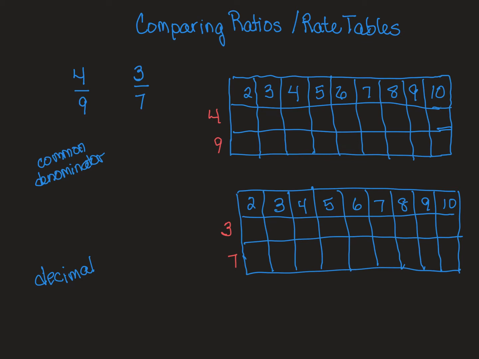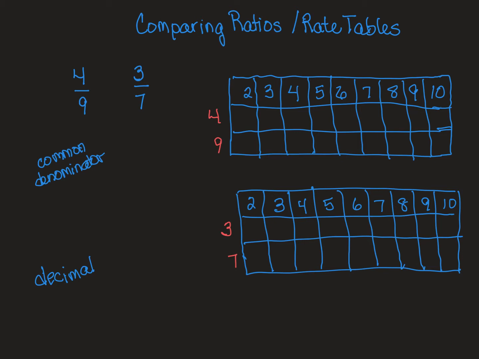Okay, I just want to review different ways to compare rates, or ratios. We can compare them by finding the common denominator as if they were a fraction, we can change them to a decimal, or we can use rate tables. I'm just going to quickly review this because we have done this before.